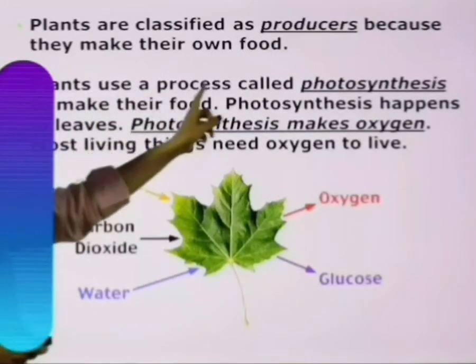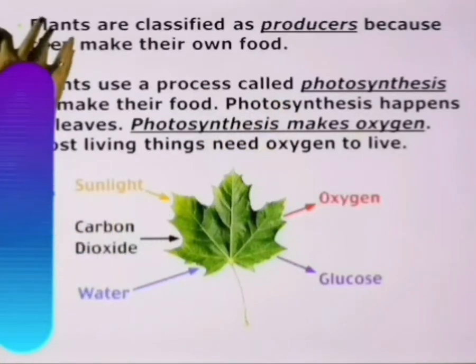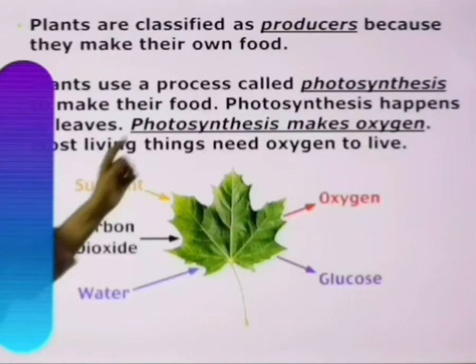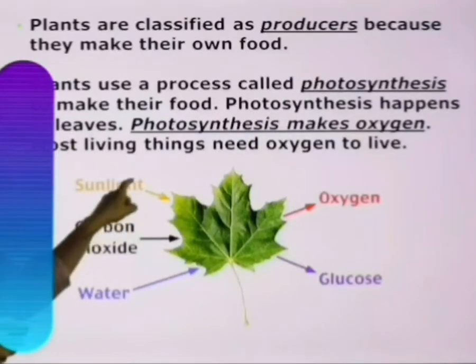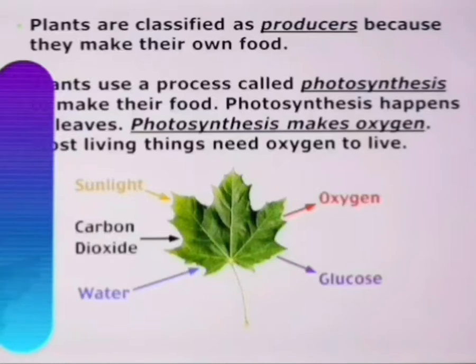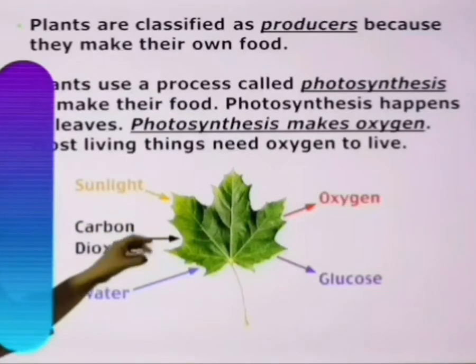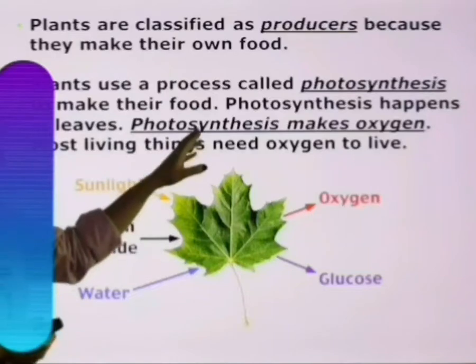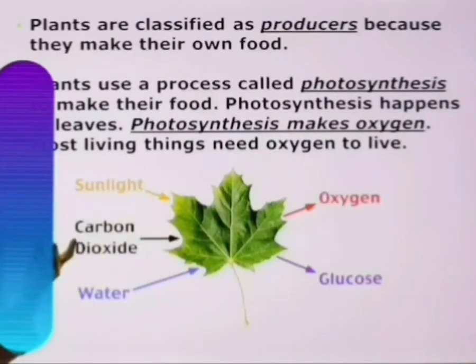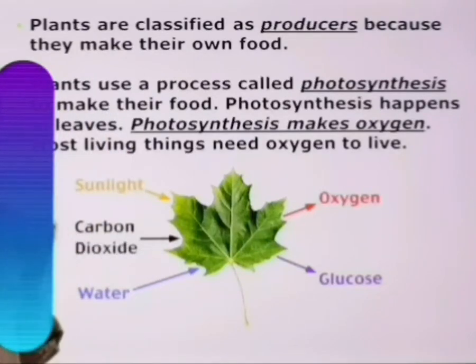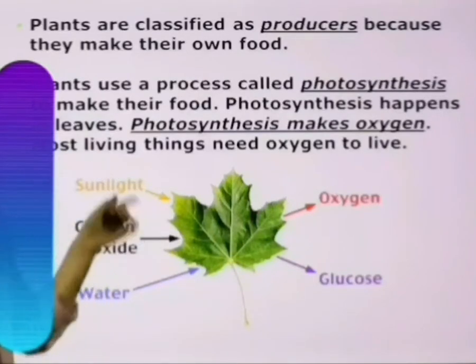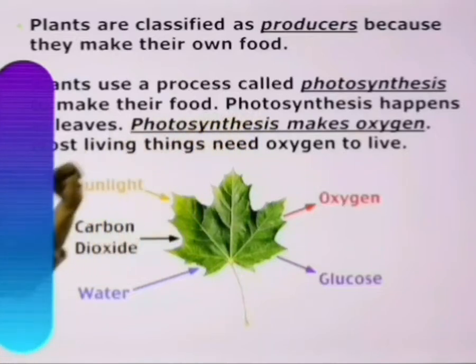Plants use a process called photosynthesis. They use the sunlight to make or build up their food. This process is called photosynthesis. Photosynthesis happens in leaves. So the kitchen where the food is being cooked in the plant is the leaves. That's why I call the leaves the kitchen of the plant. Photosynthesis makes oxygen. And who needs oxygen? I need oxygen, you need oxygen, all the other living things on Earth need oxygen. So that's why plants are extremely important, because they make the oxygen we breathe.